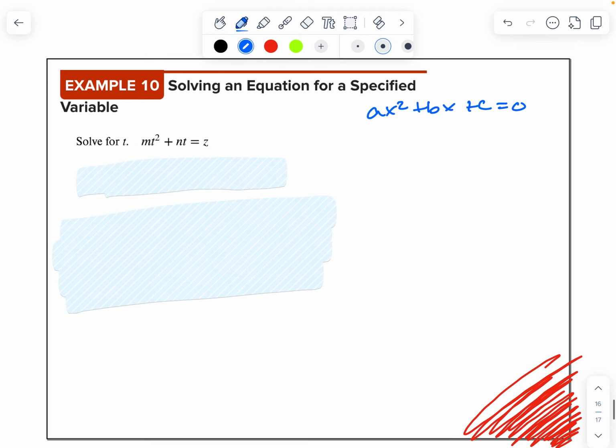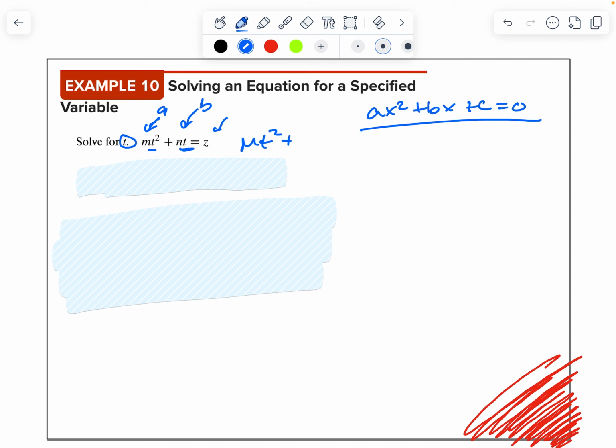Here's another for you to try. This one we're trying to solve for t. t is in two different spots here, and so we're going to have to actually use the quadratic equation. If you sub in a quadratic equation using that as a, b, and c, that should actually be negative z, right? mt squared plus nt minus z equals 0.